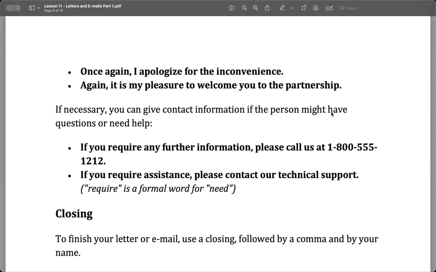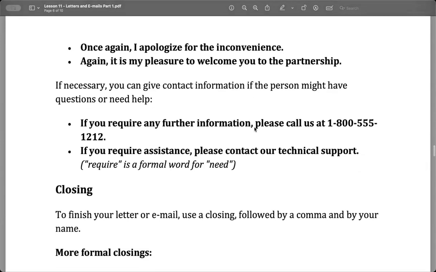Once again, I apologize for the inconvenience. Again, it is my pleasure to welcome you to the partnership. If necessary, you can give contact information if the person might have questions or need help. If you require any further information, please call us at 1-800-555-1212. If you require assistance, please contact our technical support. Require is a formal word for need.